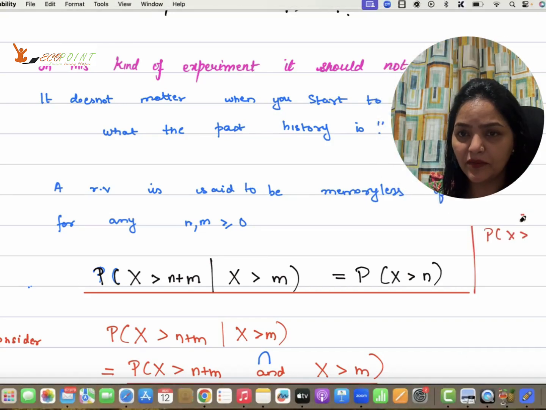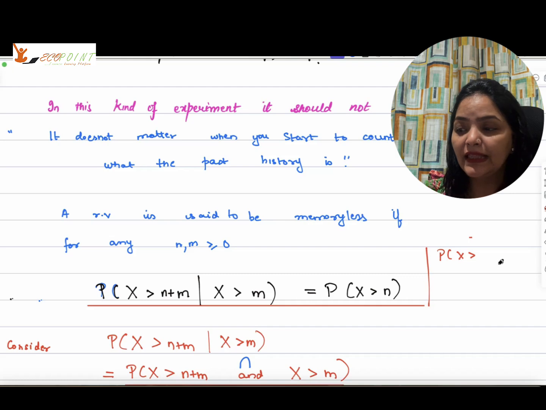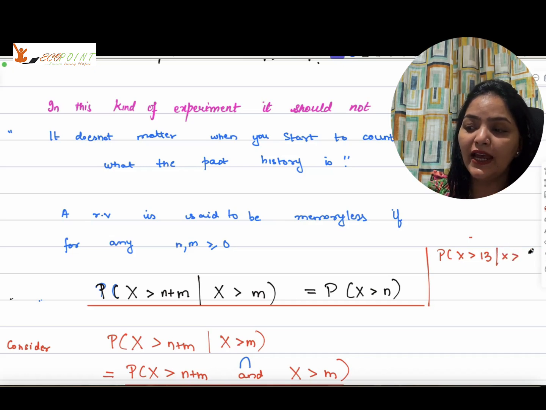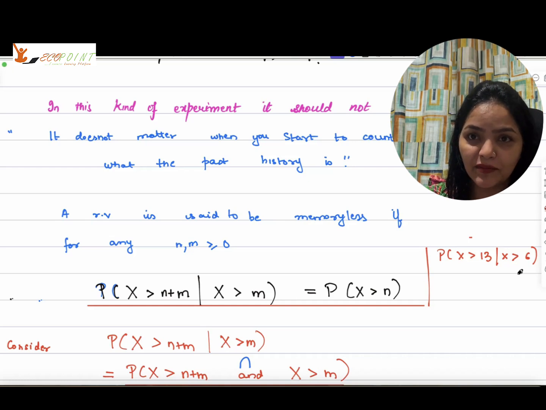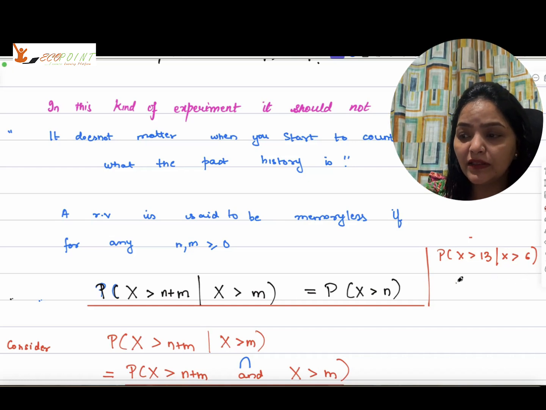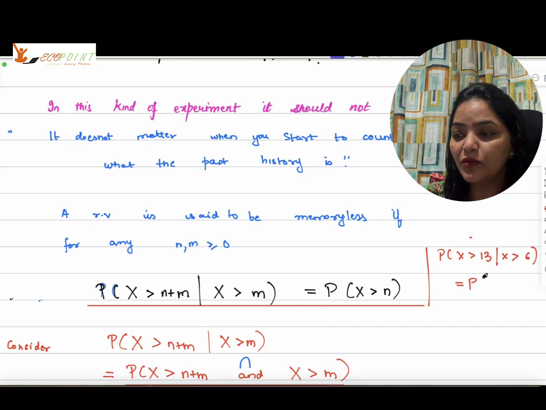To understand this in simple language: the probability that you take, say, 13 attempts to get your first head, given that you have already had 6 attempts, do you think it matters that you've already had 6 attempts and got tail for all those 6 attempts? Well, it doesn't matter. You start counting from the 7th as your first trial, and this conditional probability is simply probability greater than 7.